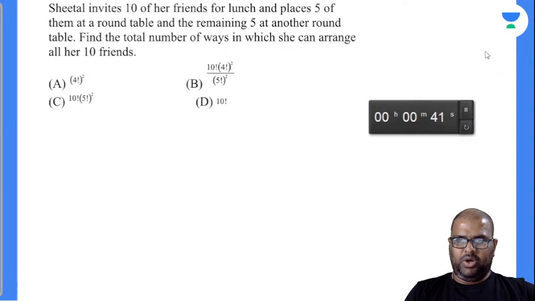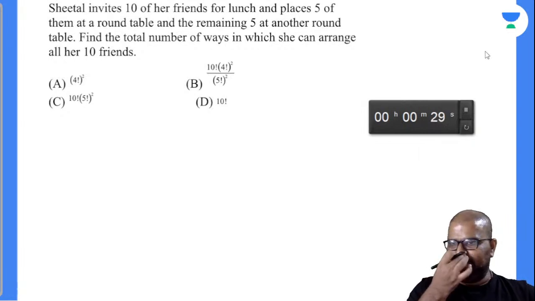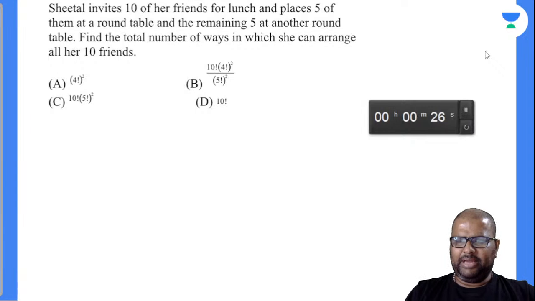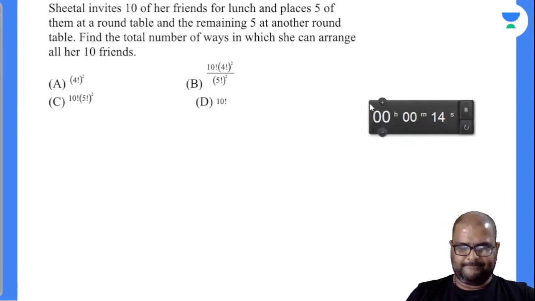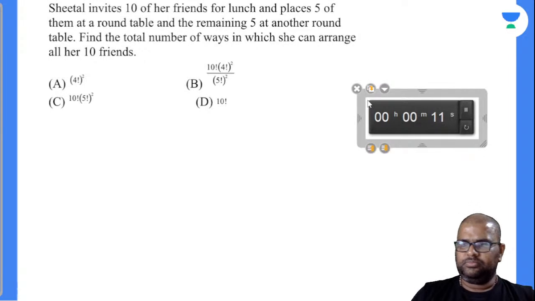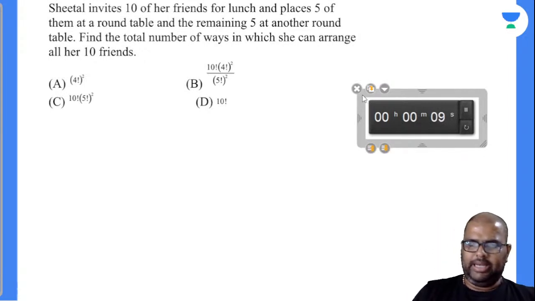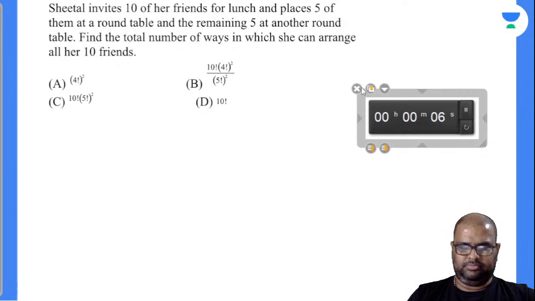Sheetal invites 10 of her friends for lunch and places 5 of them at a round table and the remaining 5 at another round table. Find the total number of ways in which she can arrange all her 10 friends is the question asked. That's an easy question, no? I took this from a test series some 4 years back. I have questions from 2008, all the test series. 10 seconds more. 9, 8, 7, 6, 5.